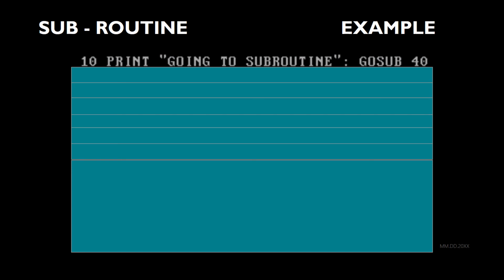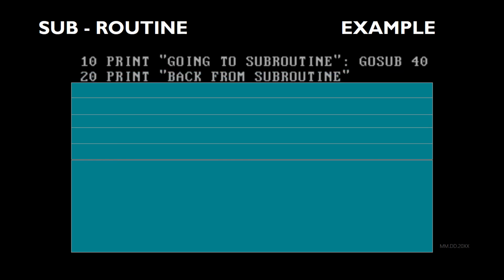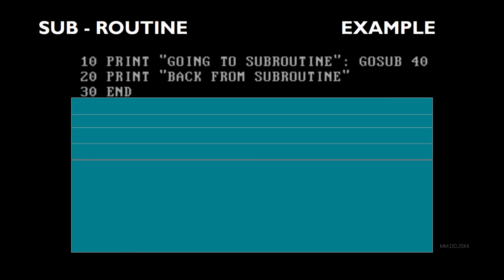Here in line 10 it's written PRINT "Going to subroutine": GOSUB 40. Two statements in a single line separated by a colon. PRINT "Going to subroutine" is just printing going to subroutine, and GOSUB 40 will actually take us to line number 40, where a subroutine is written. Line 20 is PRINT "Back from subroutine" and 30 END.